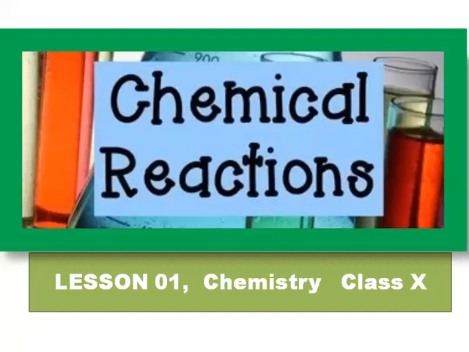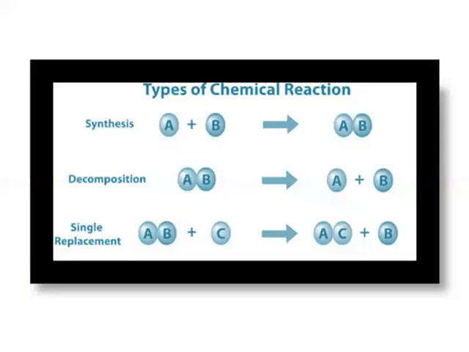Let us continue with Lesson 1, Chemical Reactions and Equations. In the last class, we discussed three types of chemical reaction. First, combination reaction, also known as synthesis reaction, where two or more reactants combine to form a single product.